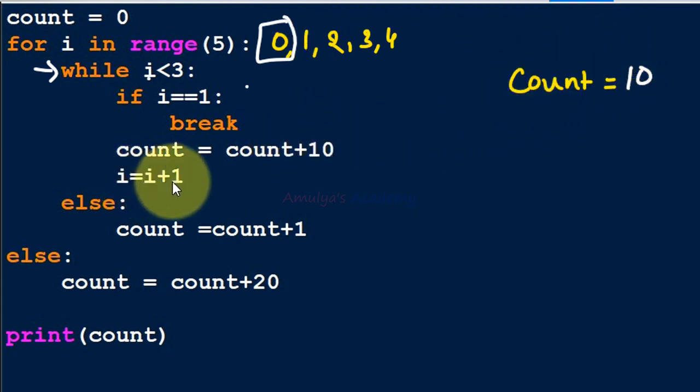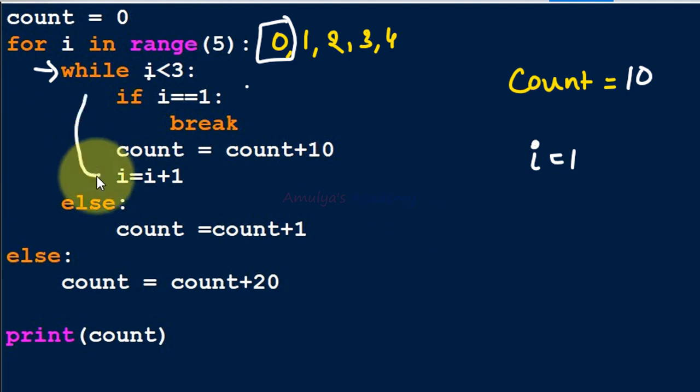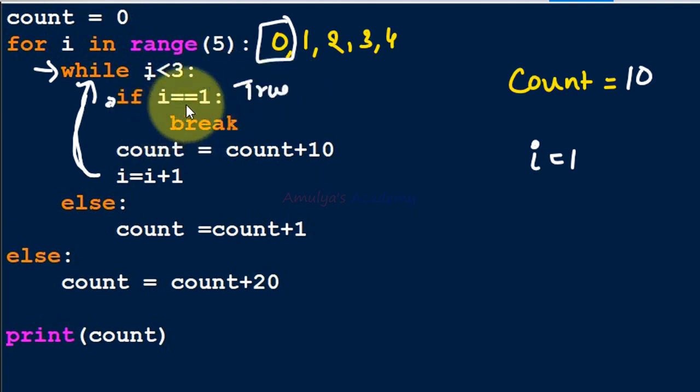Here next we'll increment the I value, I equal to I plus 1. I was initially 0, now I becomes 1. Now again the control goes to the while loop and it will check I is less than 3. Here I is 1 now, 1 is less than 3, true. So it will execute if condition, it will check I is equal to 1. So now this condition is true.